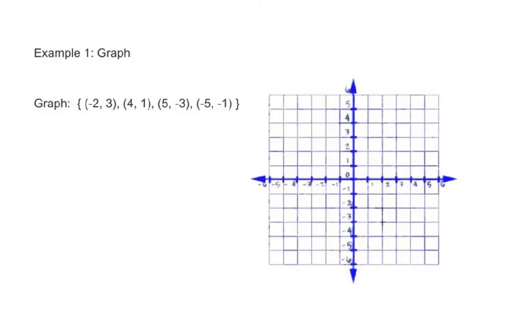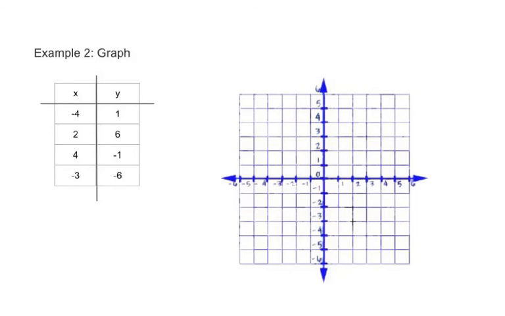So one thing you may be asked to do is to graph some points. So negative 2, 3 is here. I think this is the same one we just did. 4, 1, 5, negative 3, and negative 5, negative 1. So you could be asked when you do your problems just to plot the points. That's one thing you could be asked to do.